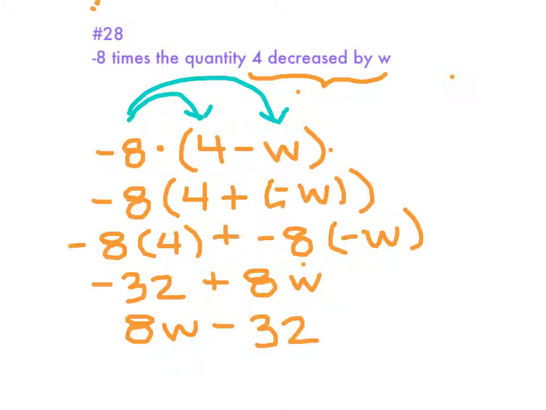And I'm done. So the question I'm going to ask you is, if I take negative 8 times the quantity 4 minus W, how do I rewrite that as an addition problem?